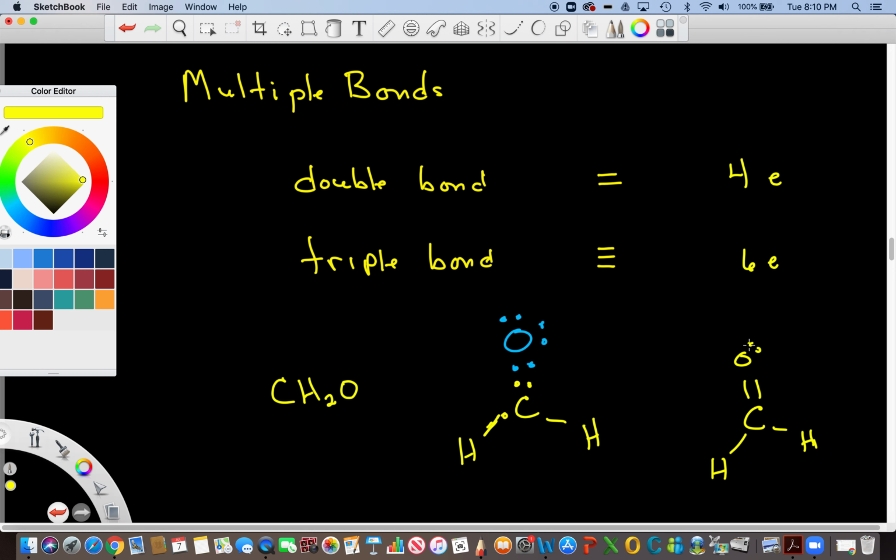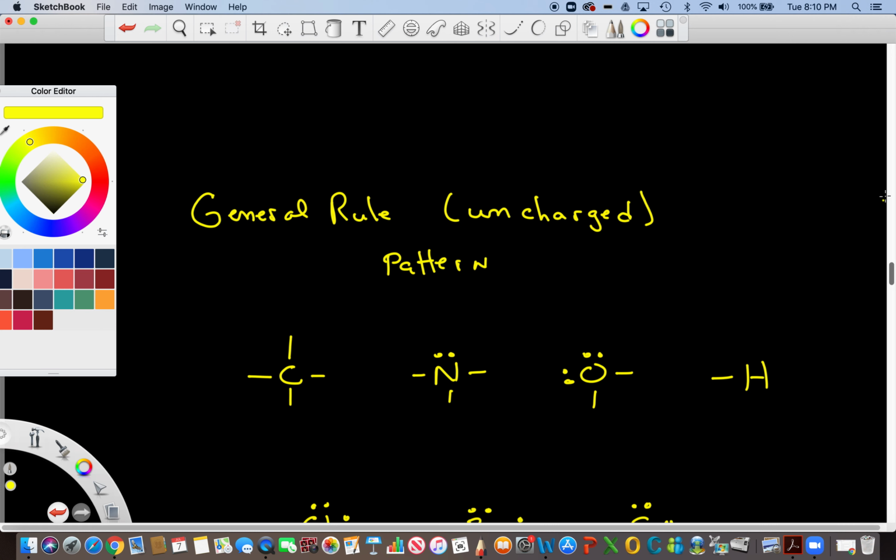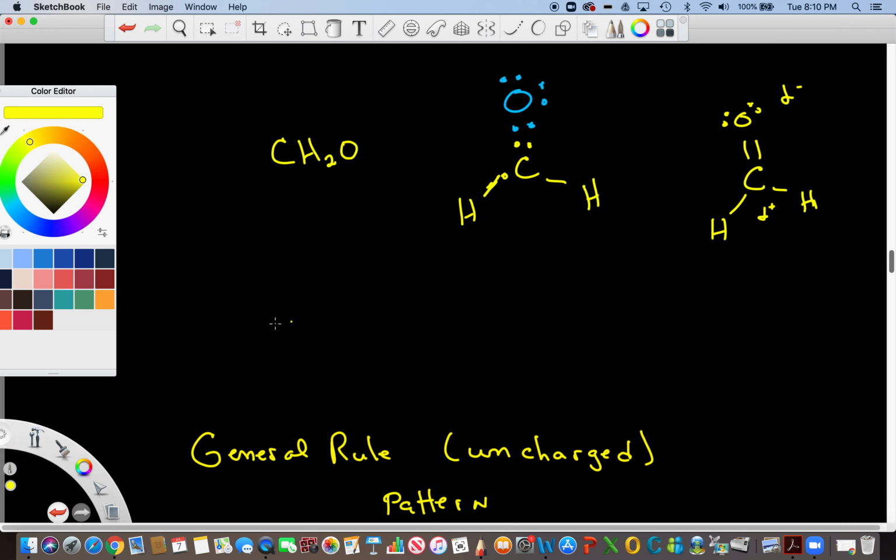So I have a C double bond O with an H and an H coming off the carbon, with 2 lone pair on the oxygen. Eventually we're going to learn that oxygen is very electronegative, so it's going to have a slight negative charge, and that means this carbon is going to have a slight positive charge and be called polar. That's for another video. Just to remember that. Whoops. If we have a triple bond, this is acetylene.